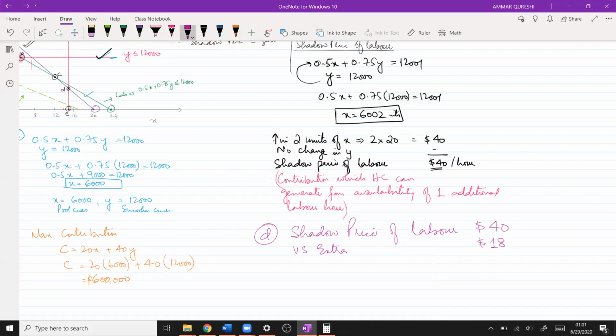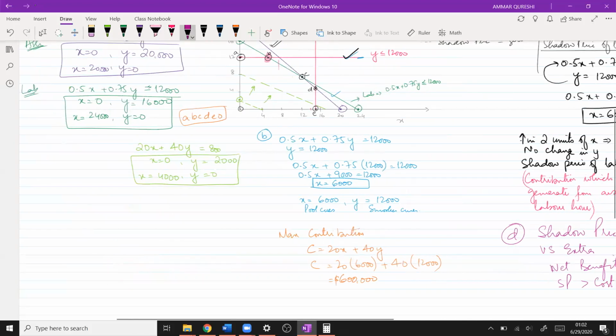What is the extra amount? Extra amount is the further $18 which they are asking. So that means $22 is the benefit. So yes, this is the net benefit. Since shadow price is greater than the cost, therefore this offer should be accepted in terms of overtime requested, right? This is the first point.